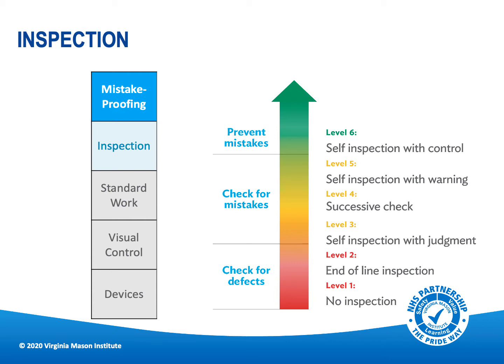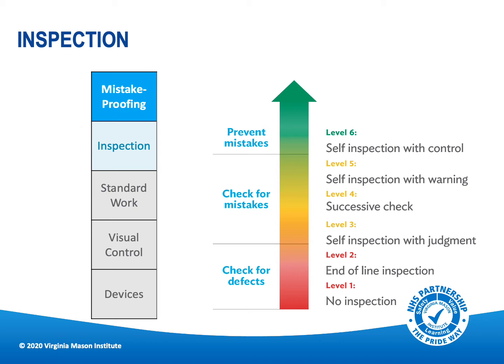Here are the different levels of inspection. At level 1, there is no inspection. An example of this could be you receiving a different meal from the one you ordered at a restaurant. At no point before reaching your table has anyone realised it's the wrong meal.